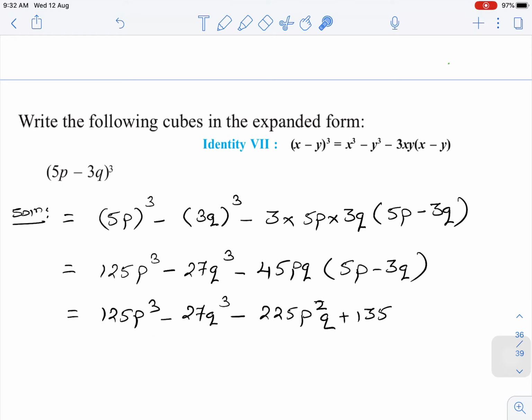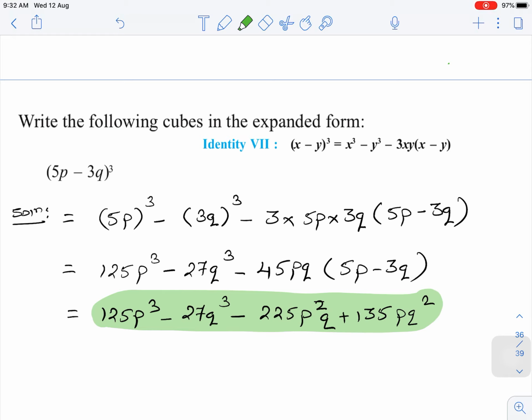One thing is remaining here, it should be written as p q square. So now this is our final answer. Hope you have understood up till here.